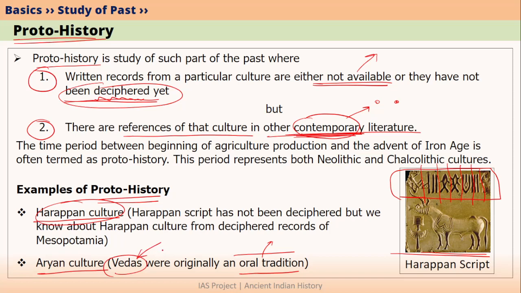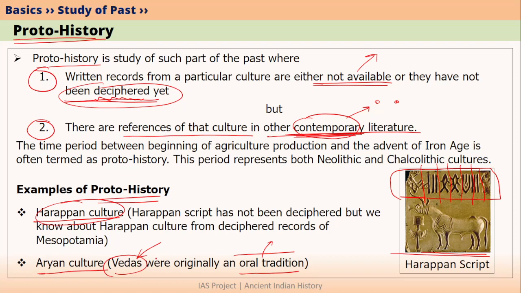However, the Vedas and Vedic literature still survive even today. For example, in Hindu marriages and festivals, Vedas are still recited even today. So Vedas are still surviving. We still know about them, although there are no written records available of the Vedic culture. So Vedic culture is also considered proto-history.